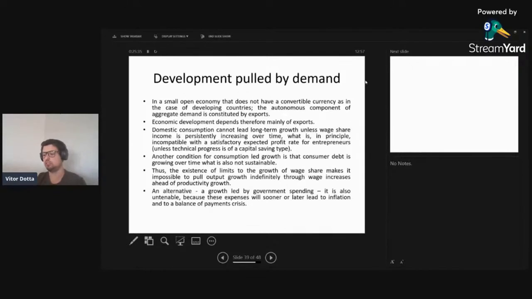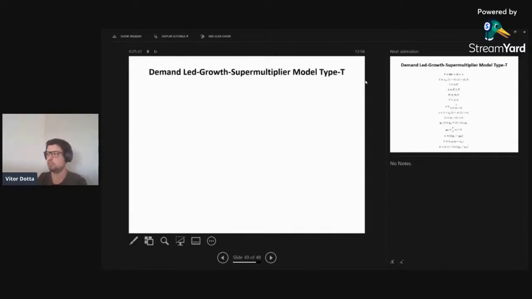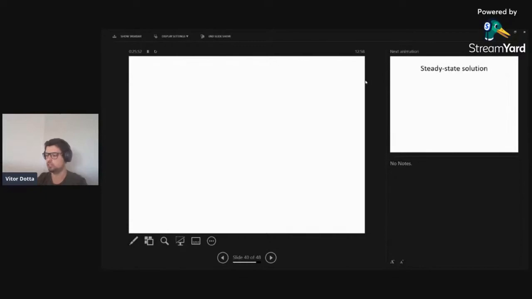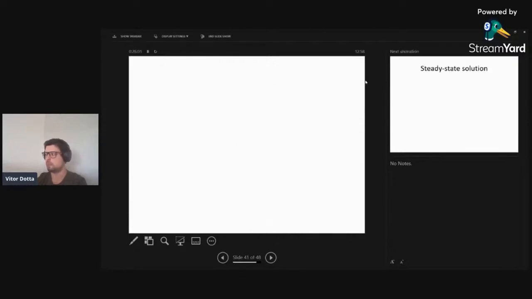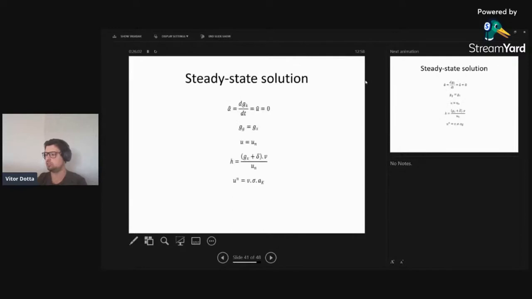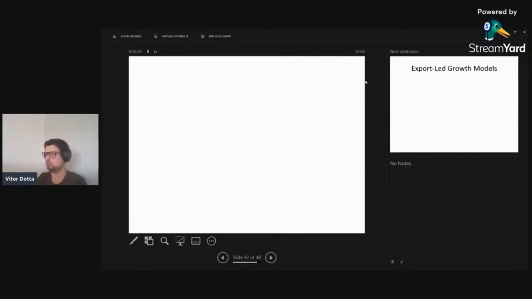An alternative, growth led by government spending, is also unattainable, because the main expenses will sooner or later lead to inflation and to balance of payments crisis. So this is the specification of the demand-led growth based on the supermultiplier model type T. So the steady state solution for that model.